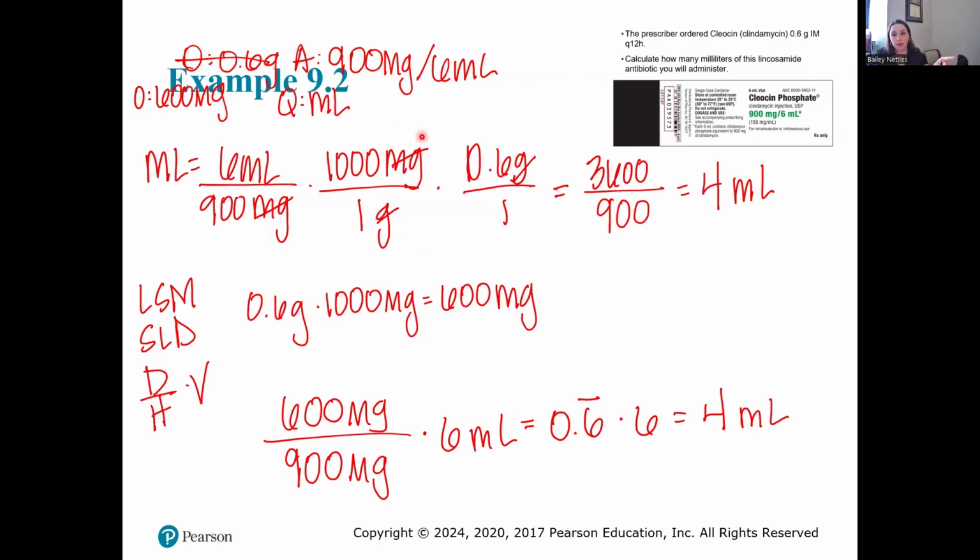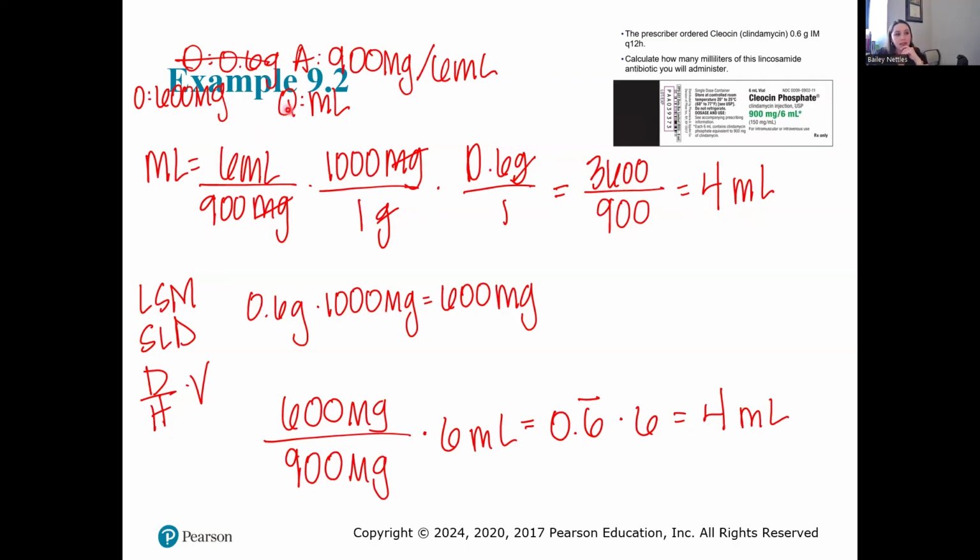So I put my 1,000 milligrams in my 1 gram. Well, now my milligrams cross out, but I'm left with milliliters per gram. I don't want that. I got to get rid of this grams. So I've got to plug in my order, my 0.6 grams. If I cross those out, I'm left with milliliters. I'm not left with anything else. I've used all the numbers. So 6 times 1,000 times 0.6 is 3,600. 900 times 1 times 1 is 900. Divided is 4.